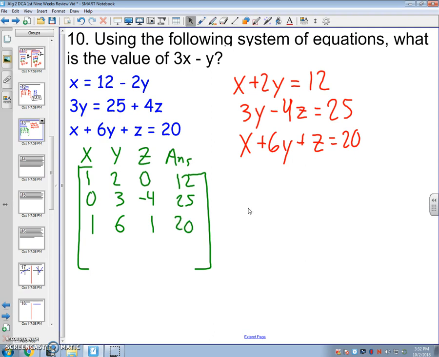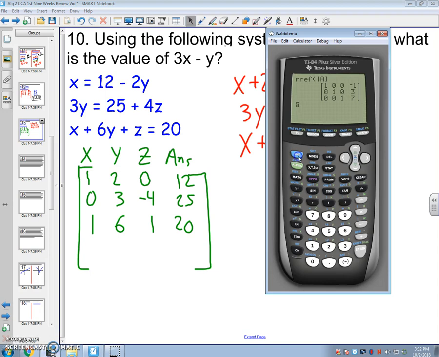I type it in my calculator just like last time. So I'm going to go second matrix, edit. I'm going to type over this, or you could reset your calculator to clear it. 1, 2, 0, 12. 0, 3, negative 4, 25. 1, 6, 1, 20. Second quit, second matrix, math, RREF. Second matrix, A. I get this.